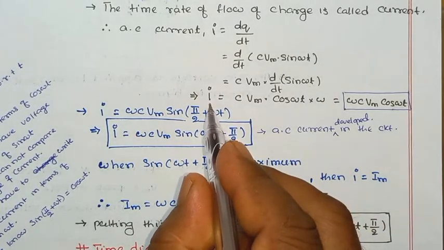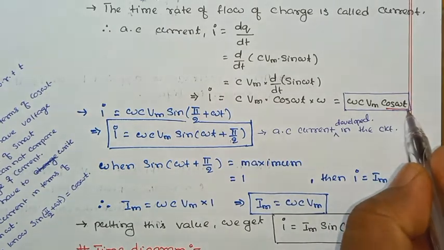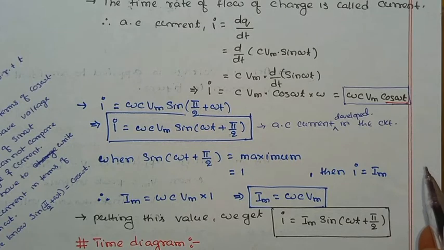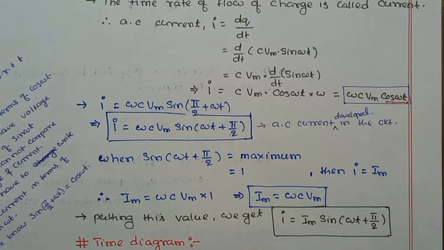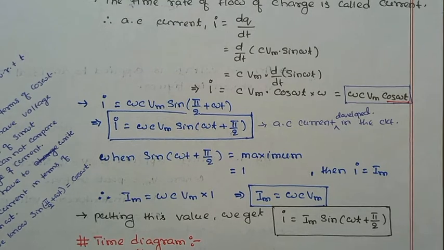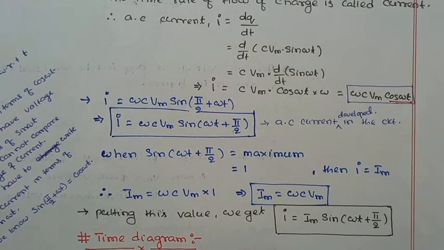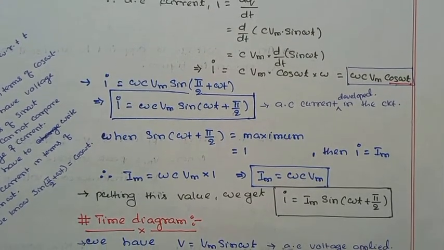Now, we got the instantaneous current in terms of cos omega t, but we have the supply voltage in terms of sin omega t, that is V is equal to Vm sin omega t. So, we cannot compare voltage and current. ठीक है? So, we have to write the current in terms of sin omega t.